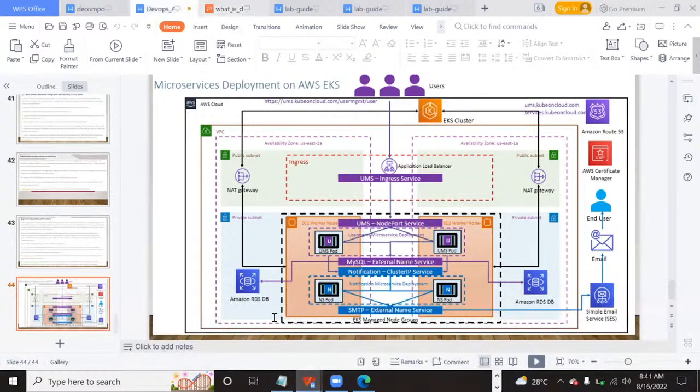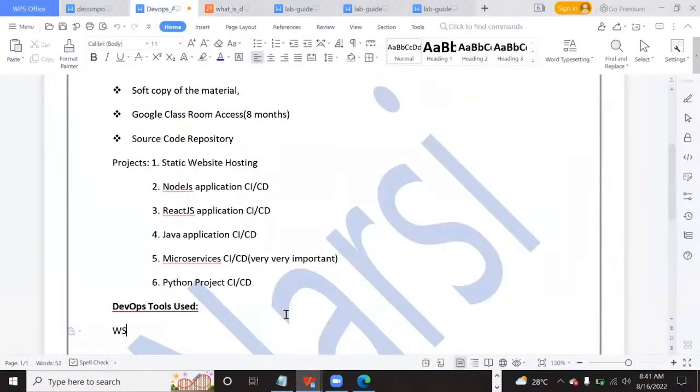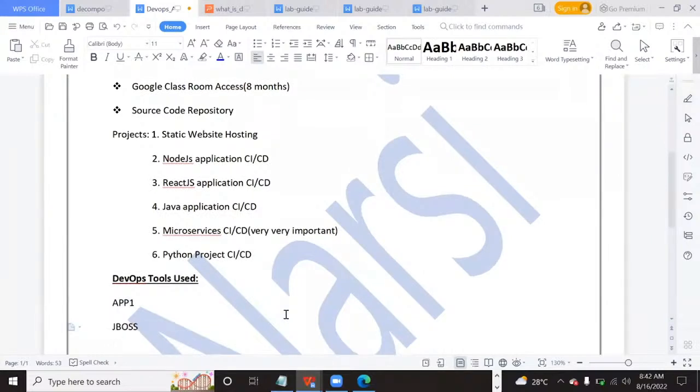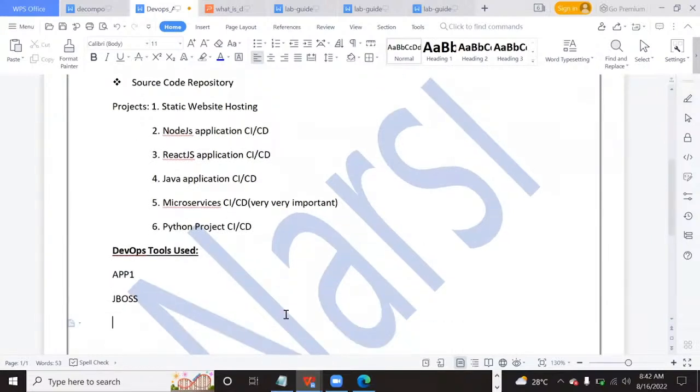Assume WSO2 is one IAM server, which is running on its own. Or else let us take one application. Let's say app1 is the application, running on JBoss. Just assume. Now this app1 is connecting to the MySQL database.